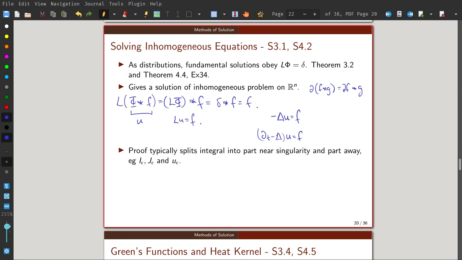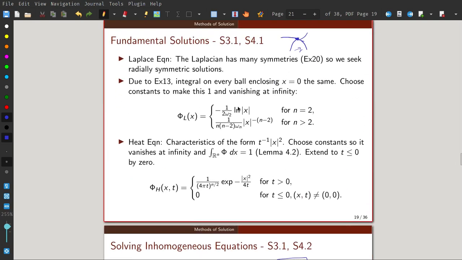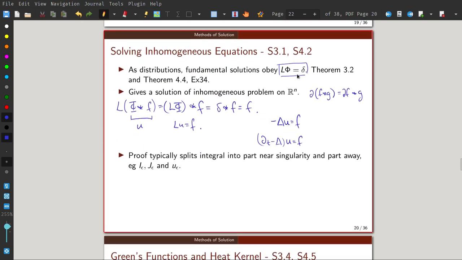Okay, let's make a comment about how you actually prove this, because you need to prove this relation here. What we just found is solutions that were radially symmetric, but they're not defined at 0, and this is not defined at 0 either. So either you have to prove that in the sense of distributions, the fundamental solution obeys this relation with the delta distribution, and this is quite a bit of work. For example, we'll see how you would do this in exercise 35.